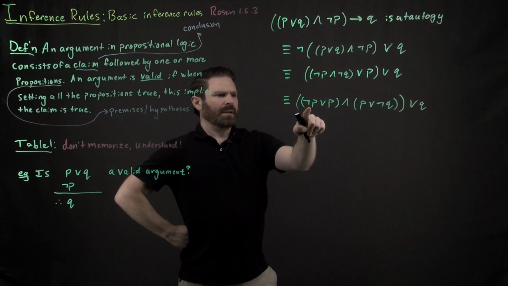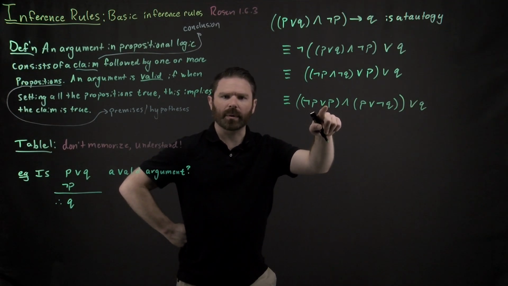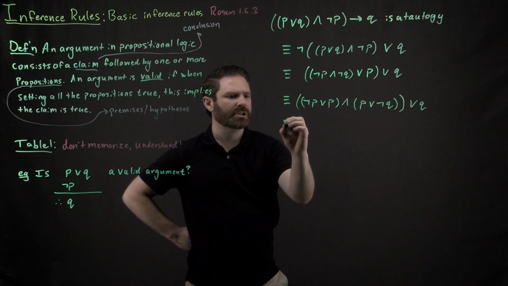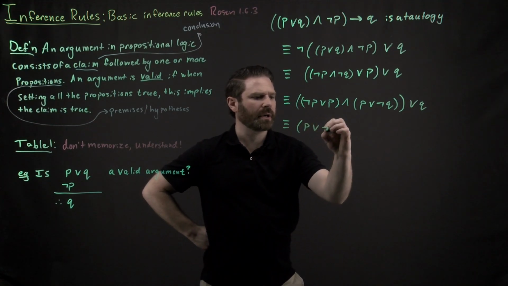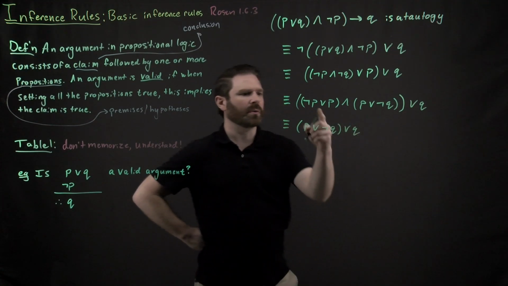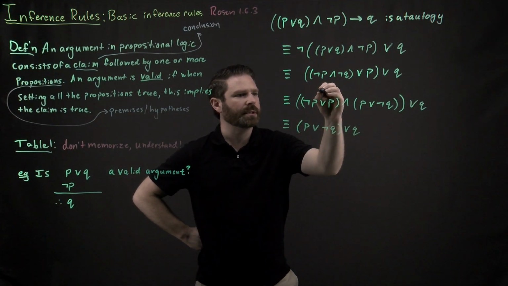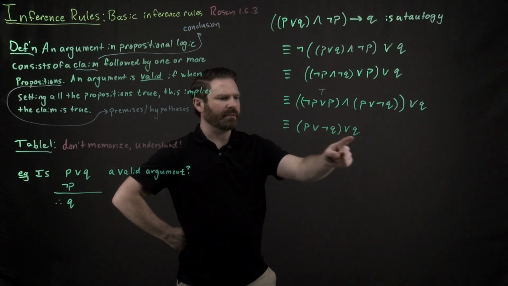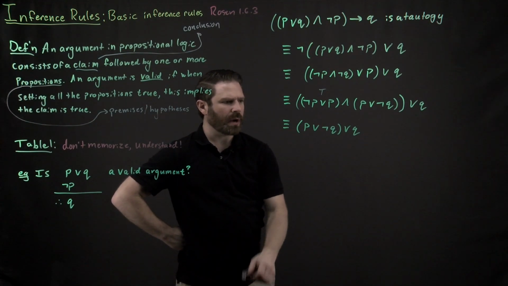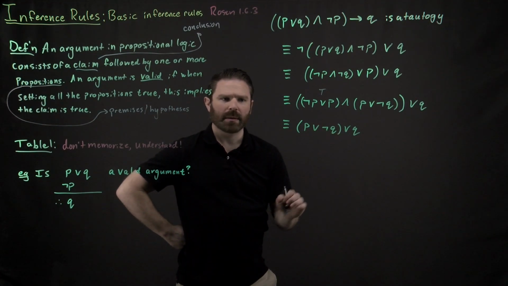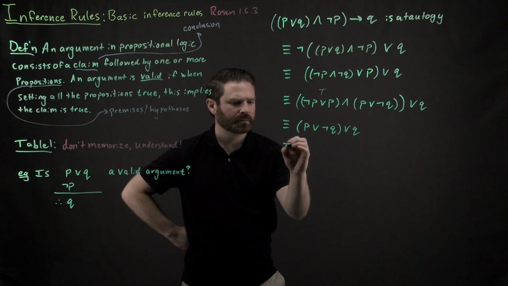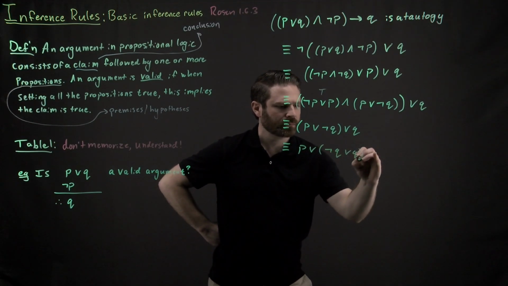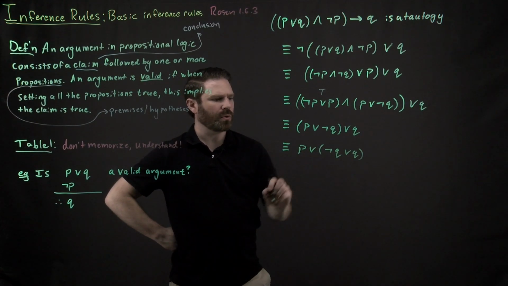Oh, here I see a not P or P. I remember that that's always true. So this thing is always true. So that means it's logically equivalent to simply P or not Q or Q, because I know that this expression right here is always going to be true. Now I just have an expression that involves ors right here. And so I remember that when I have only ors, my parentheses here don't really matter. P or not Q or Q.